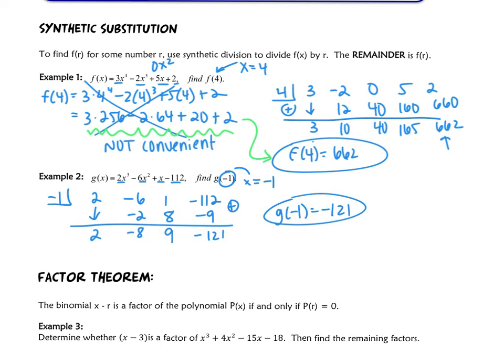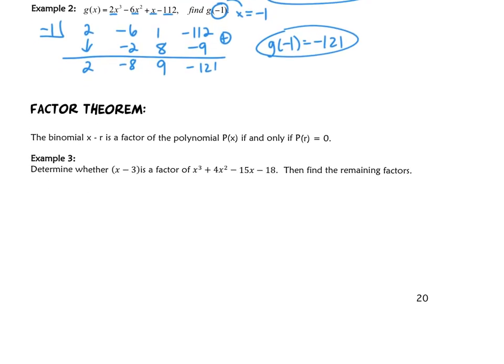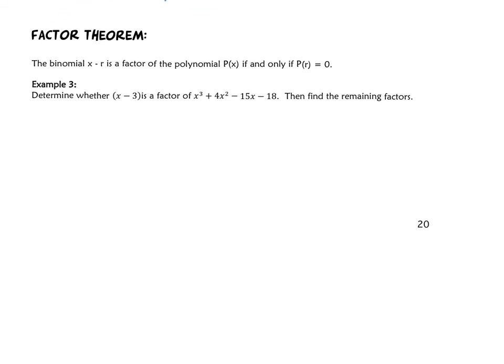Okay, so that was actually called the remainder theorem. So that was the first theorem we needed to talk about. Second theorem is what's called the factor theorem, which is also going to involve synthetic division. So it says the binomial x minus r is a factor of the polynomial p of x if and only if p of r equals 0.